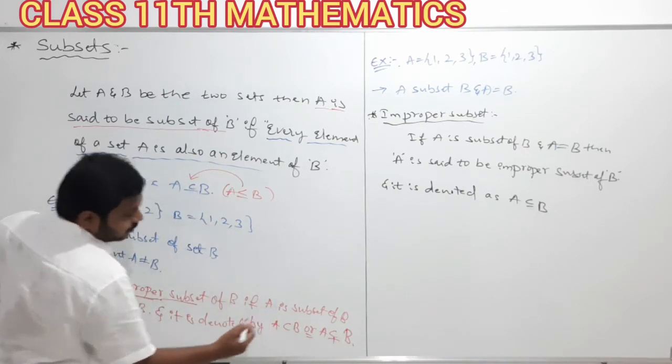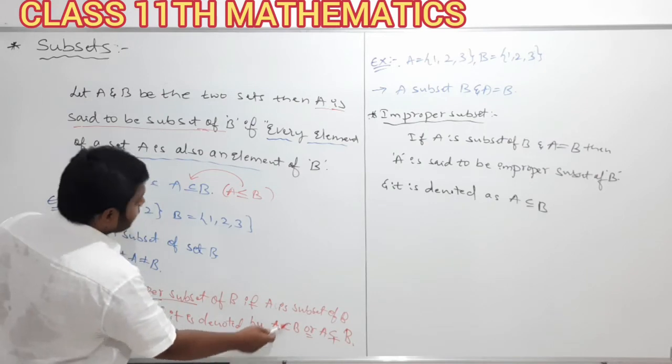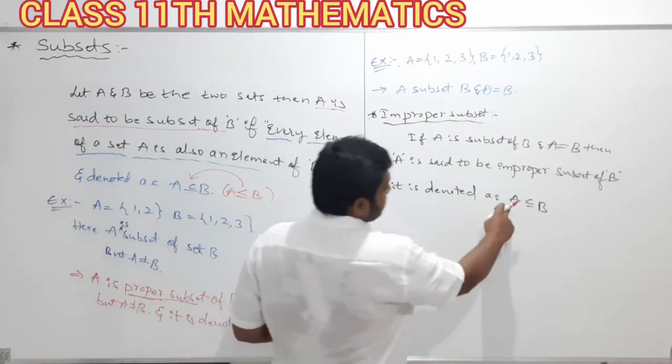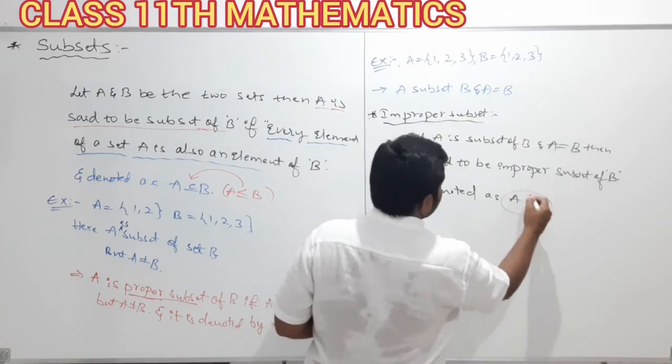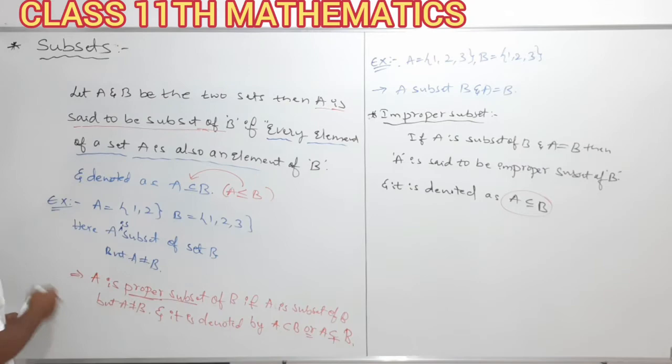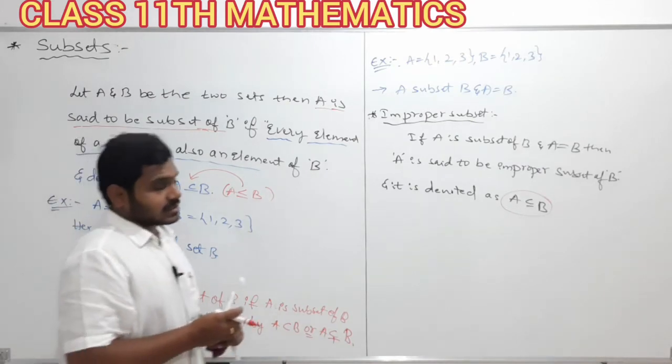For this reason, we are going to use this symbol, my dear students. If A is a subset of B and equal to B, then in that case we will use this symbol, my students. Am I clear? So this is all about the subsets concept, my students.